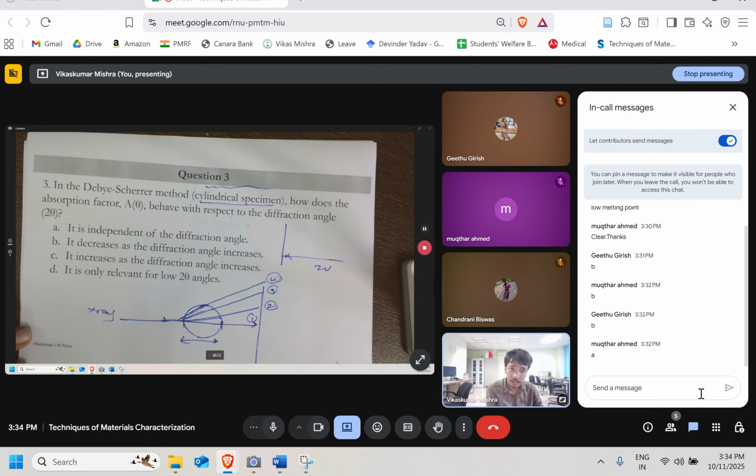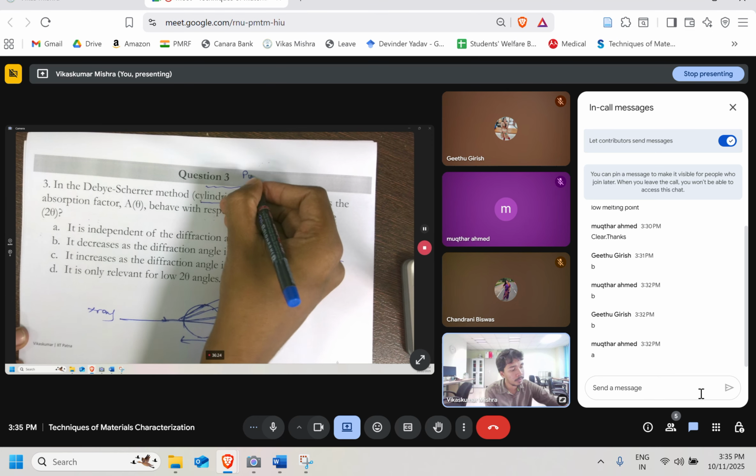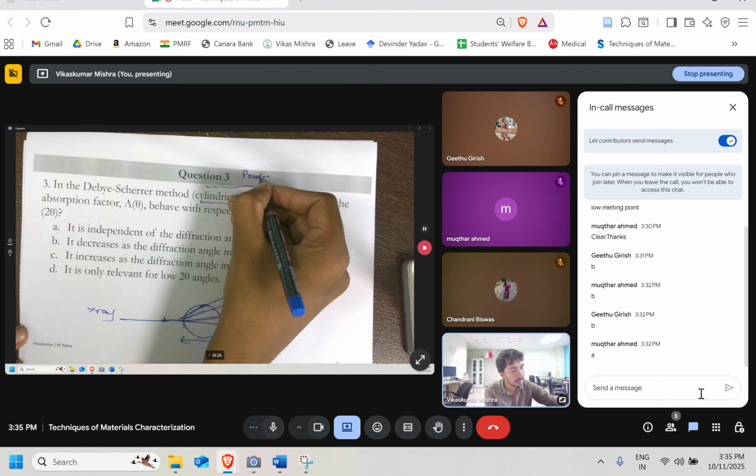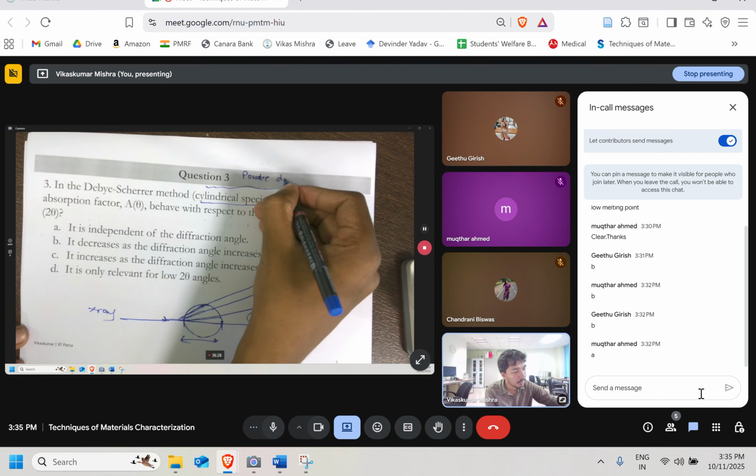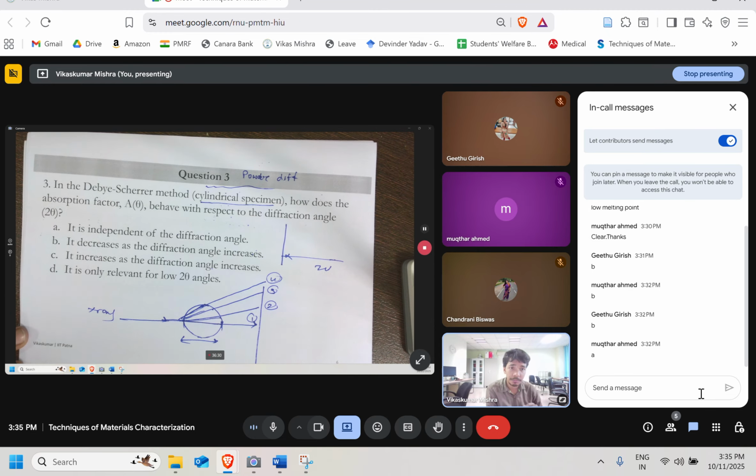Let me tell you one thing. Right now, 99% of XRD uses the powder method, powder diffraction. Very few people use this type of setup.